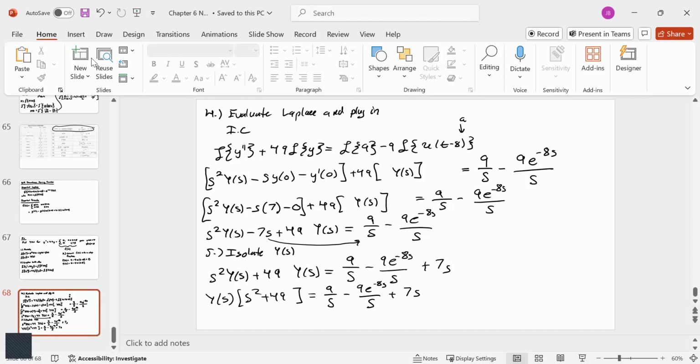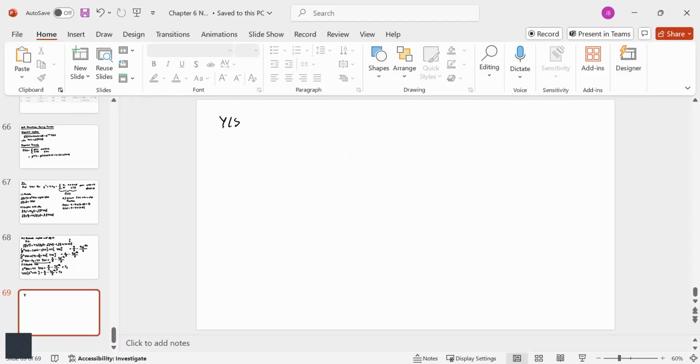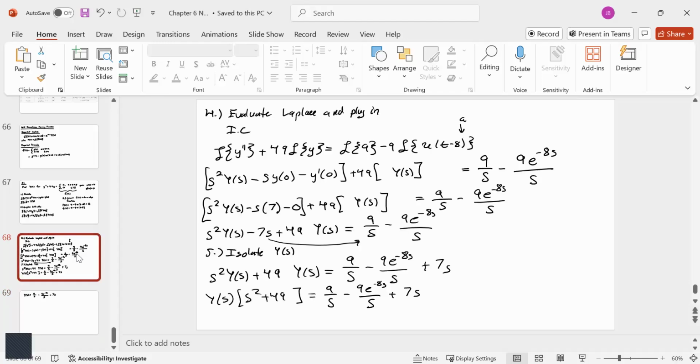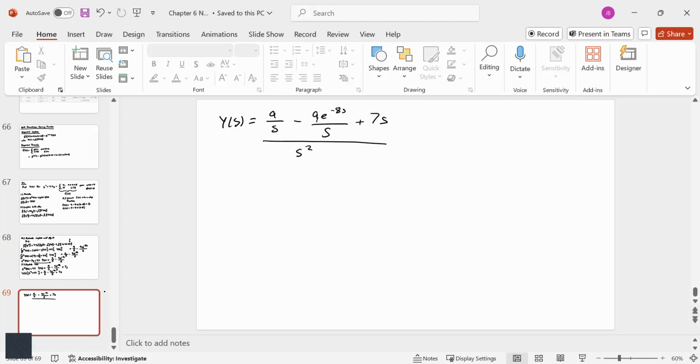Now let's go to the next slide. So Y of s is equal to 9 over s minus 9e to the negative 8s over s plus 7s. Want to make sure that's correct. Yep. And then all divided by s squared plus 49. Now, this answer is 100% correct. There's nothing wrong with that answer. It's just not simplified. So if anyone was looking at this, they'd be like, okay, what's going on here?